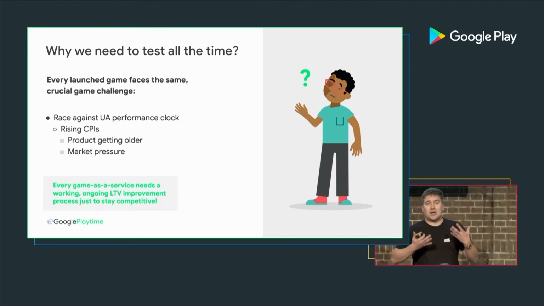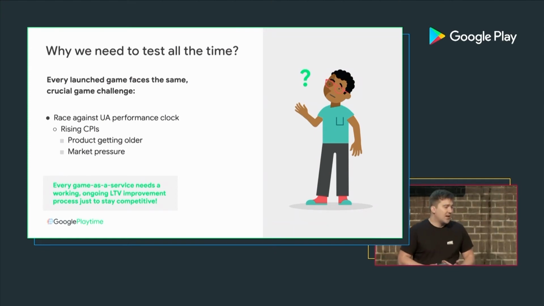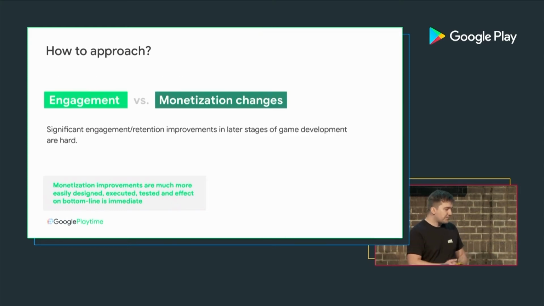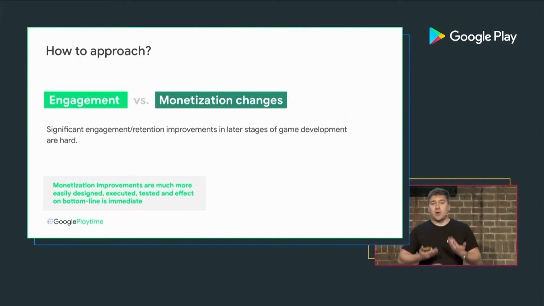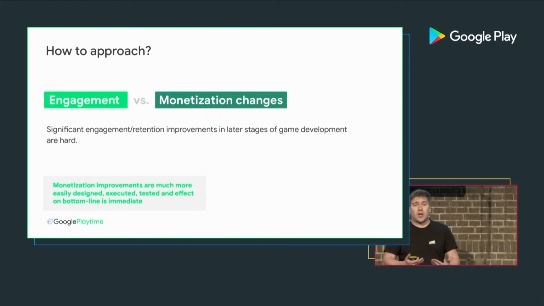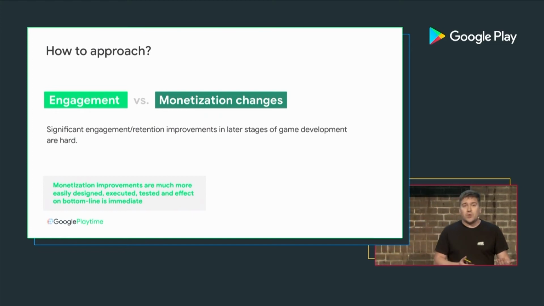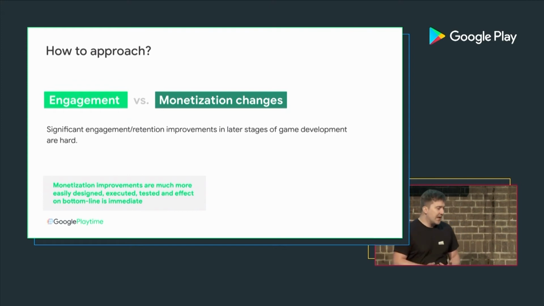So without a successful process for how we keep the game fresh and improving, we'll be having a very hard time to sustain the game for a long time. So if we agree that we need to have a proper way to improve the game after it's launched, the discussion usually revolves around, should we focus more on engagement, or should we focus more on the monetization?